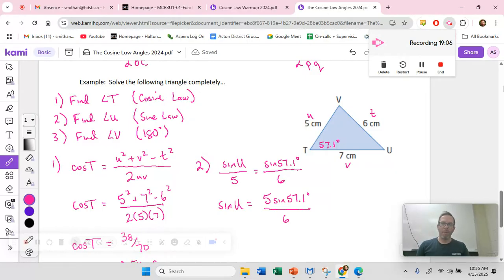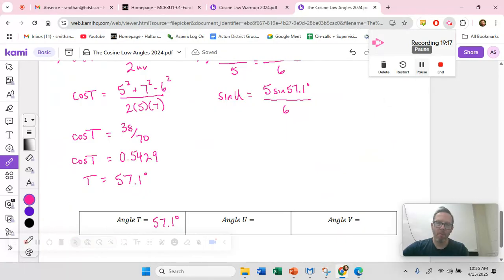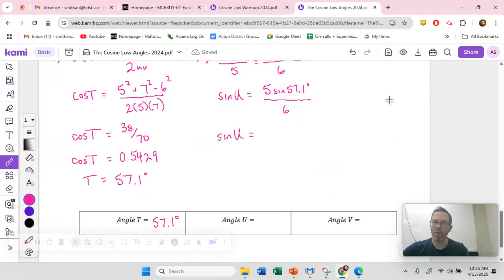All right, we're wrapping things up here. 5 sine 57.1 divided by 6. So as I wrap up, minor talking point. Let's say you worked ahead and did this question and used 57. You will have a tiny difference in your answer than mine. That's okay. I'm a process guy. But I got 44.4.